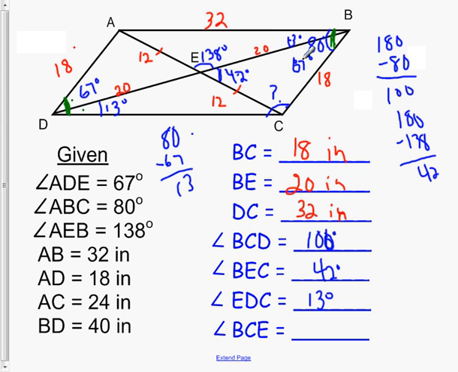So if we've got 67 and 42, then these three have to add up to 180. In a triangle, the three angles have to add up to 180. So 67 plus 42 is 109. And then we do 180 minus 109 because the three angles have to add up to 180. So we get 71. So this angle here is 71 degrees. All right, hopefully that helps you understand parallelograms.